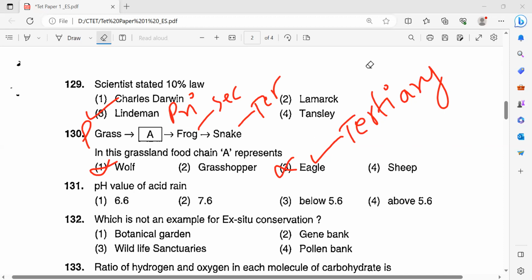The confusion is between grasshopper and sheep. Even if you put sheep there, sheep is not eaten by the frog. So the right answer is option B, grasshopper.